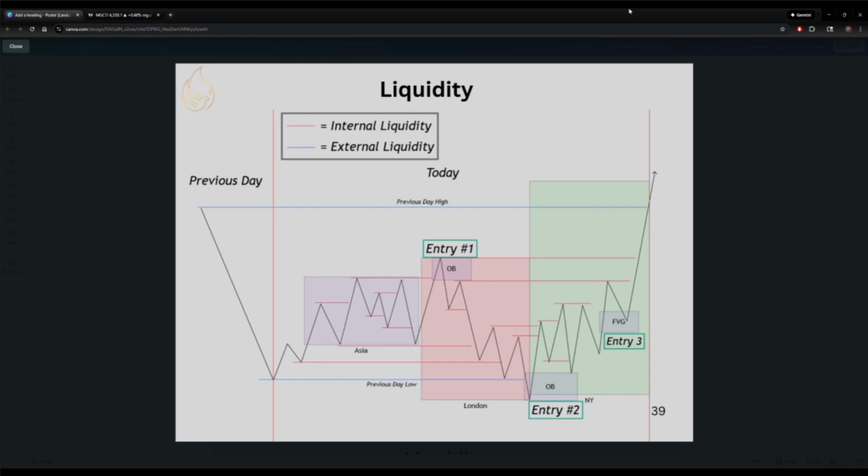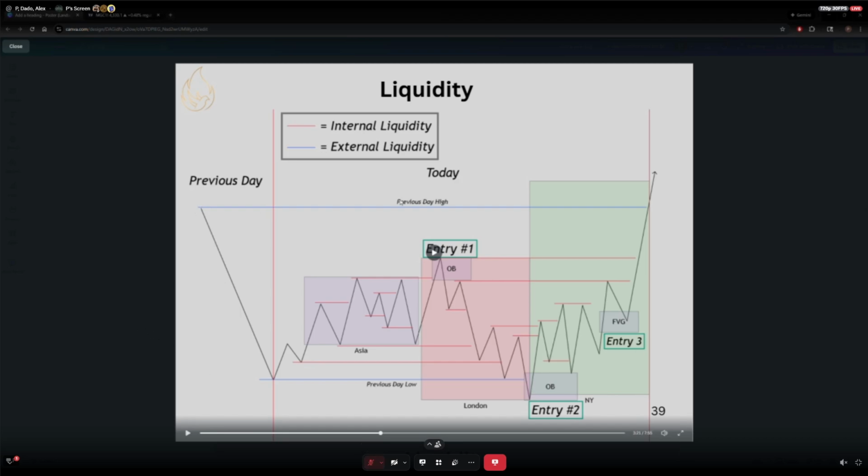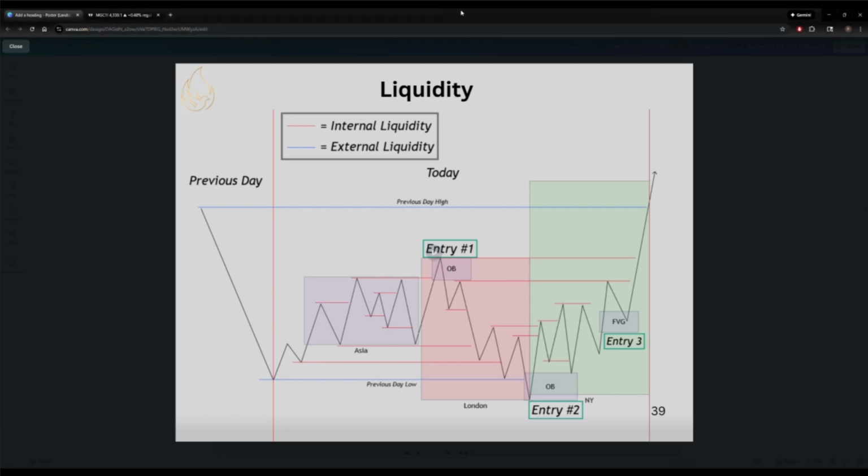So when we have a reversal, we have an external to external. So in this case, entry number one here is internal to external, right? Because we're within the two external ranges, within the previous daily high and previous daily low, and then we're targeting the internal high of the range, and then what are we targeting? The external low. So entry number one here is internal to external. Make sense?